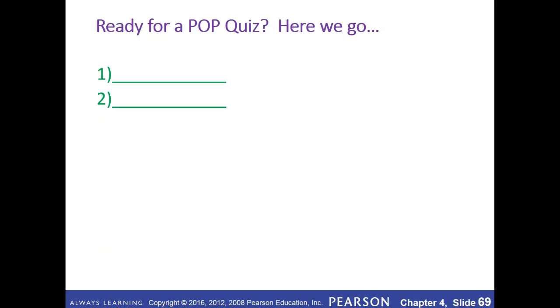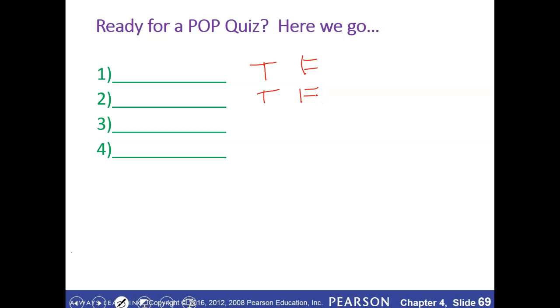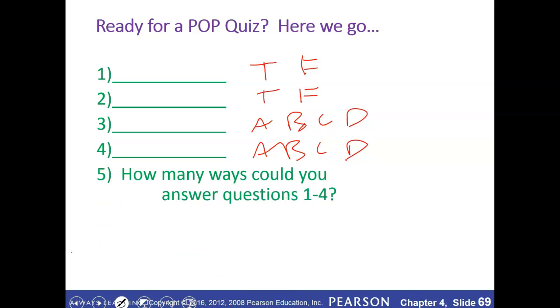And so 4 questions. The first one is either true or false. The second one would be true or false. The third one would be a multiple choice, either A, B, C, or D. And the fourth one would be either A, B, C, or D. And suppose you were to guess, okay, how many ways could you answer the first 4 questions? Like, for example, it could be true, false, A, C, or false, true, B, B. How many different ways are there to answer that question?